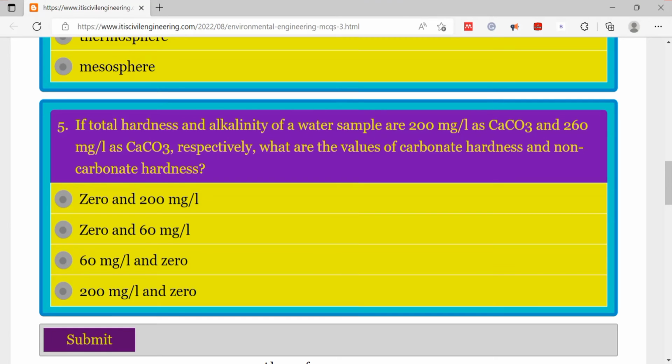If the total hardness and alkalinity of a water sample are 200 mg per liter as CaCO3 and 260 mg per liter, what are the values of the carbonate hardness and the non-carbonate hardness? So the carbonate hardness will be the minimum of the total hardness and alkalinity, that is minimum of 200 and 260 is 200, and the non-carbonate hardness is equal to the total hardness minus the alkalinity, that is 200 minus 260, which comes out as minus 60. We can't take the negative value, so we'll take it as 0. Let me just show you.